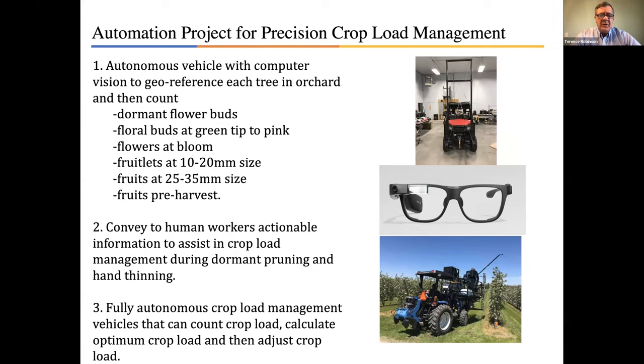So we're working with several companies to develop autonomous vehicles with computer vision to run up and down the rows and count at different times of the season what is out there on a tree by tree basis. We think that if we count dormant buds, we can adjust pruning based on the number of dormant buds. If we count floral buds at green tip to pink, we can then come back and reprune or adjust pruning before bloom. If we count flowers at bloom, it will adjust our blossom thinning. And then fruitlets later will help us determine how close we are to the target number.